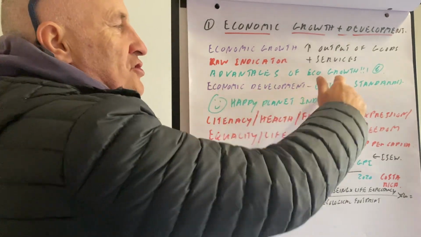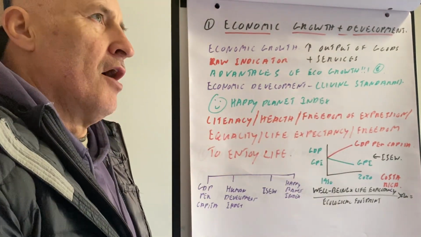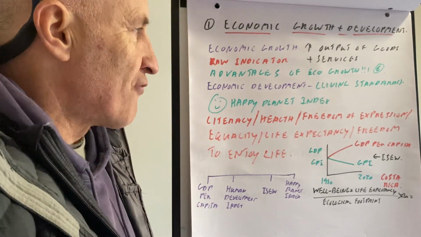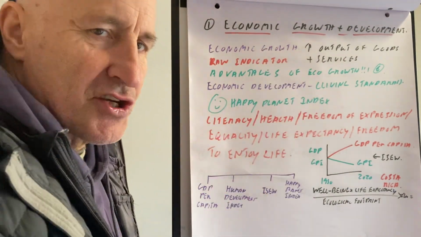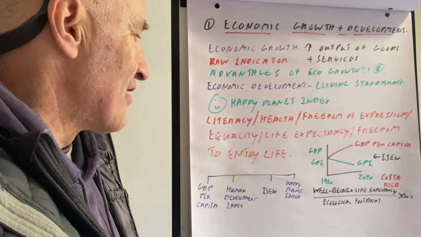But there are advantages to economic growth. We can spend more money on a green revolution. We can spend more money on public and merit goods. It helps to kick off investment, which therefore increases the aggregate supply curve. But there is a very clear distinction between economic growth and economic development, which is all about living standards.